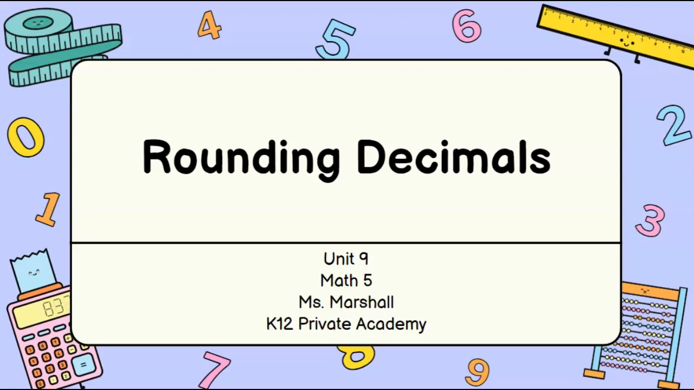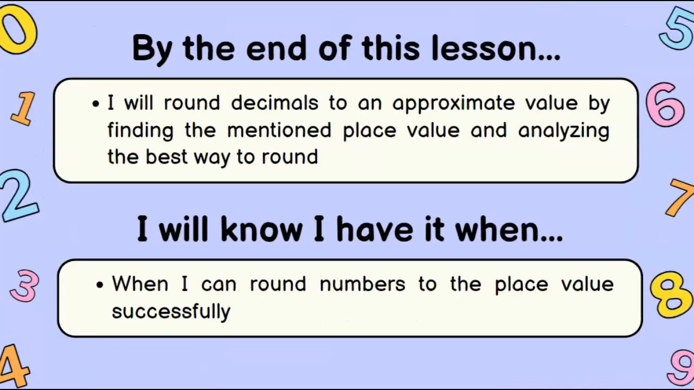Today's topic is rounding decimals from Unit 9. In this lesson, you'll round decimals to approximate value by finding the mentioned place value and analyzing the best way to round. When you can round numbers to the place value successfully is when you know you have it.